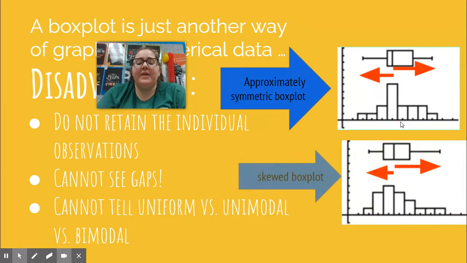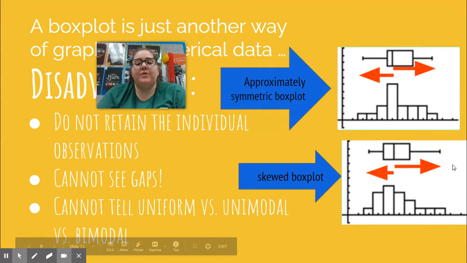And then a skewed box plot is going to have a longer distance from median to max or median to min. Wherever the longer distance or the longer tail is, that is the direction of the skew. So this example would be skewed to the right, or to the higher numbers.